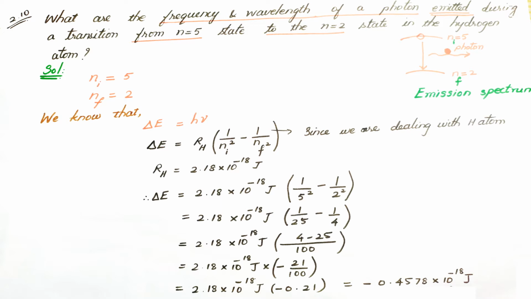Why do you have a negative sign for the value of delta E? Because here energy is lost by an electron during its transition from higher energy level to lower energy level.